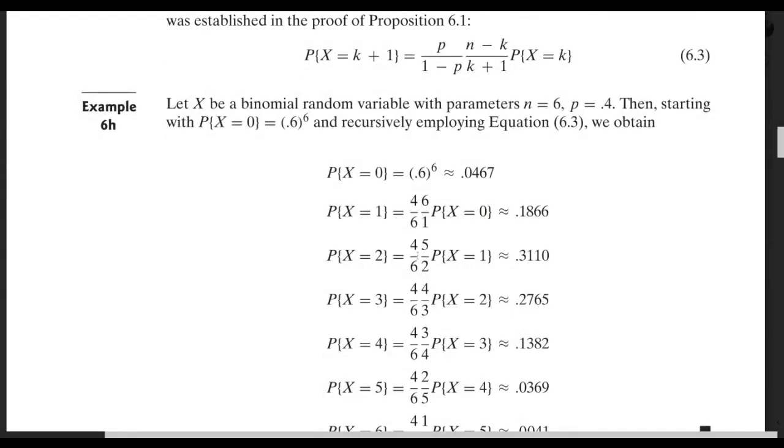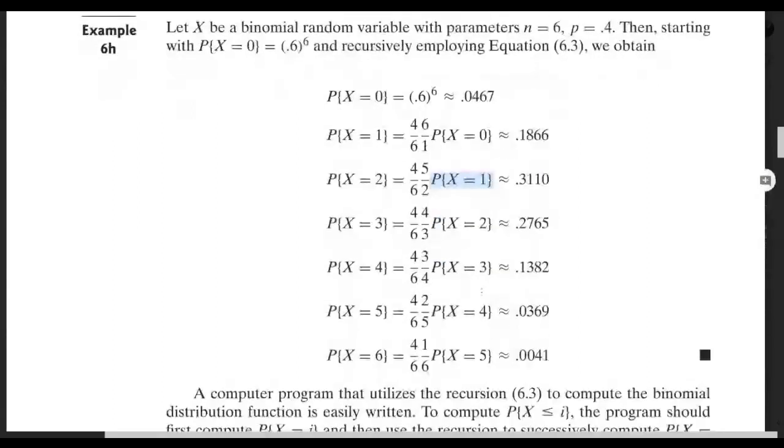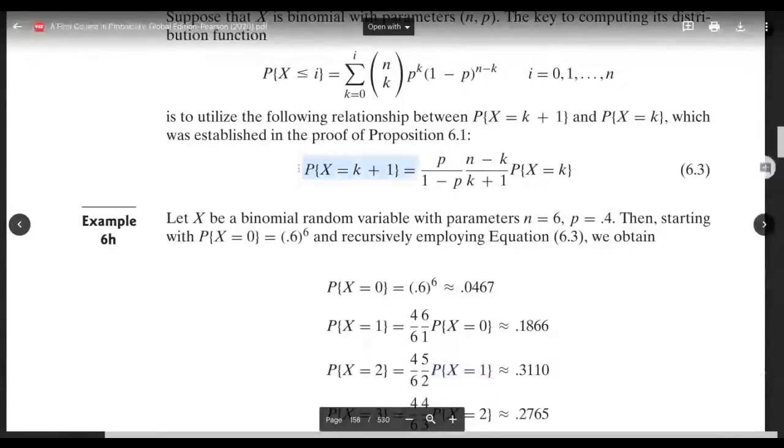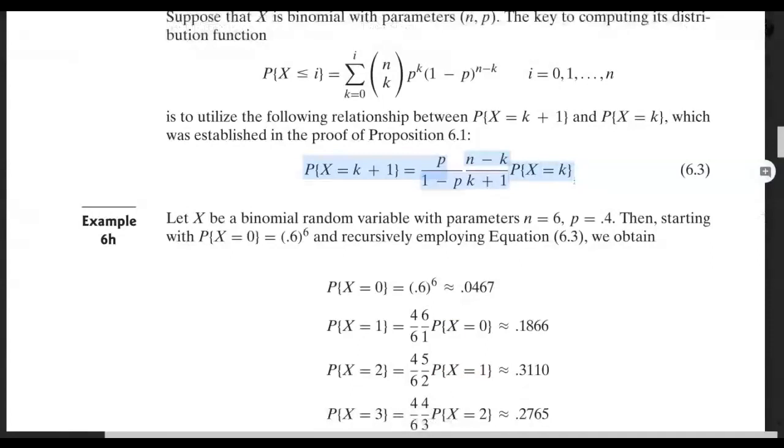Then the next one, X equals 2. We still have this p over 1 minus p. Then now we have n minus 1, since k is 1 now, over k plus 1, and so on and so forth. Okay, so this is a great formula.